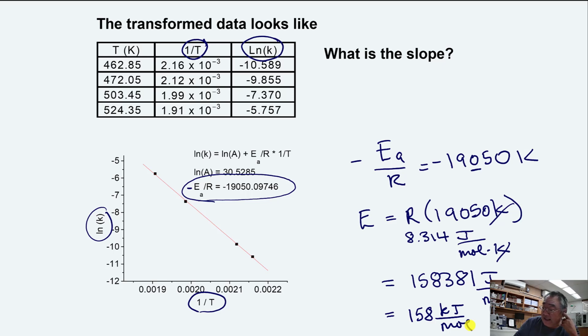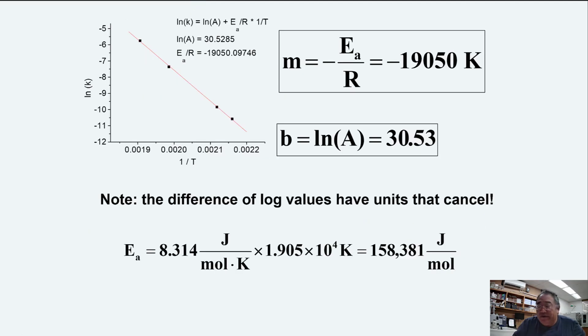And this is actually a fairly large activation energy. And, you know, it's funny, I forgot I actually had it all worked out on the next slide, but the values worked out, so you can see how I got the same answers.